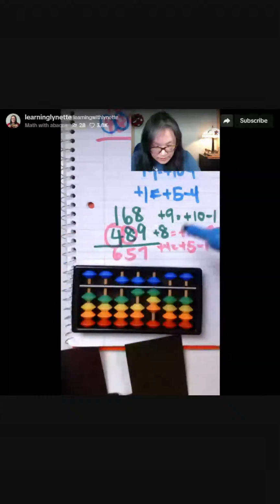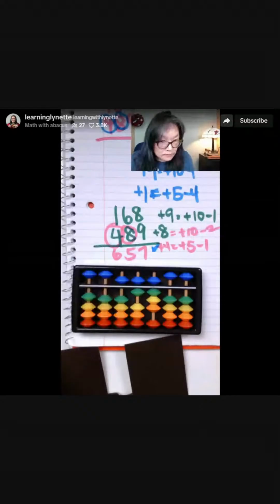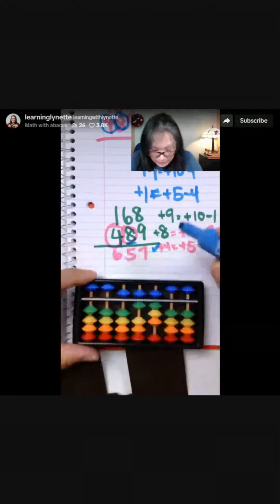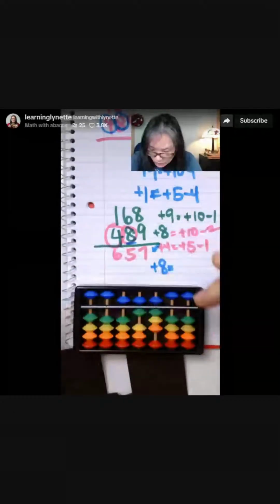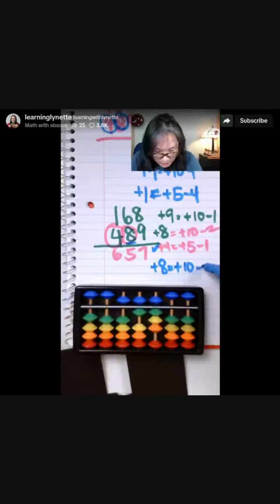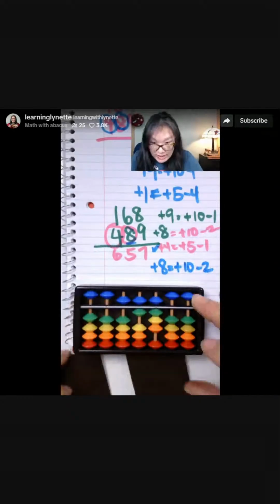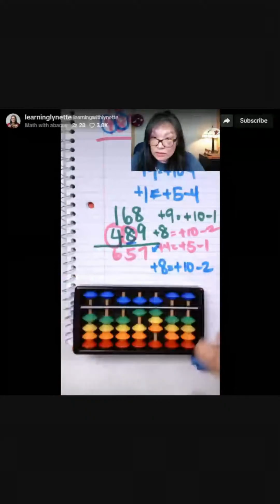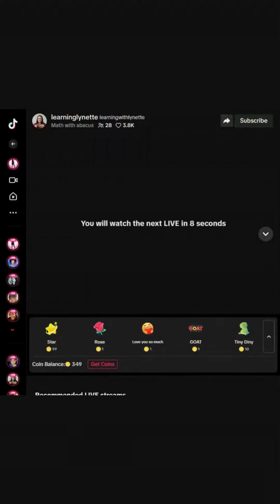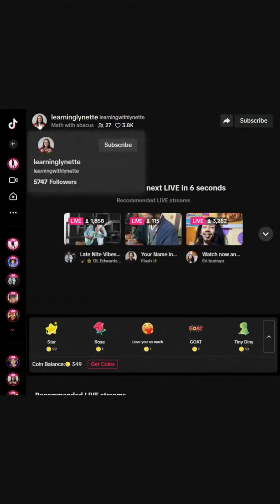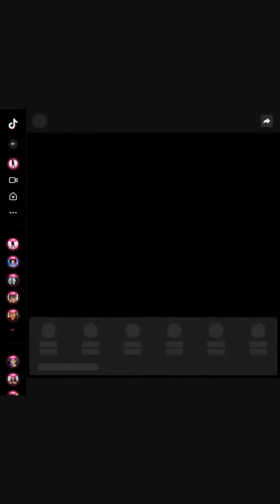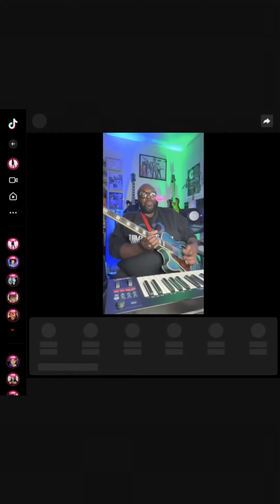Now we're going to add the 8. Add the 8 is what? We know. Plus the 10 minus 2. We take it one step at a time. We want to plus the 10 minus the 2. 10, 1, 0. Oh my gosh. 1, 0. Add the 1, add the 0. Now we have this.